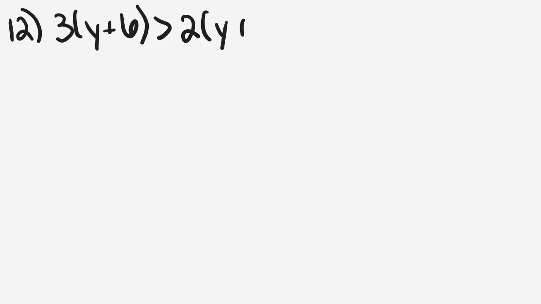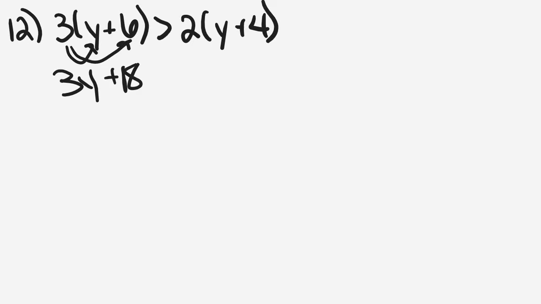All right, here we go with number 12. So we have 3 times (y plus 6) greater than 2 times (y plus 4). All right, there is a lot happening here that is disturbing me, so let's get rid of it. We got a lot of parentheses. Let's distribute this side first. So we have 3 times y is 3y, and 3 times 6 is 18. Whoop, forgot the 1. All right, now let's do this side. 2 times y is 2y, and 2 times 4 is 8.